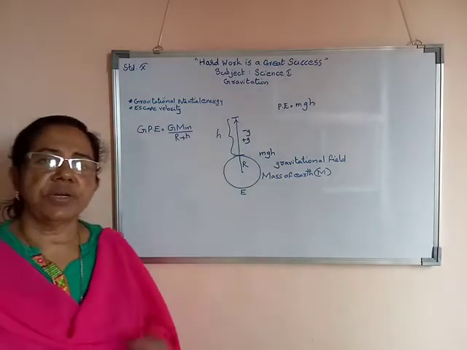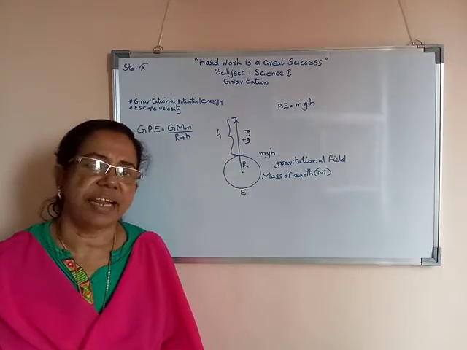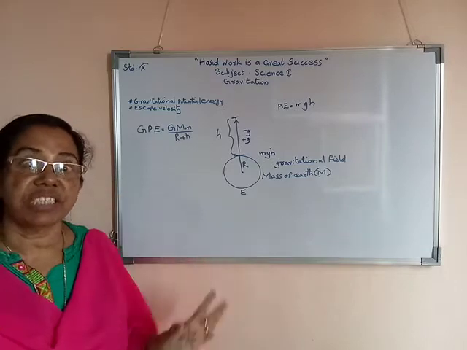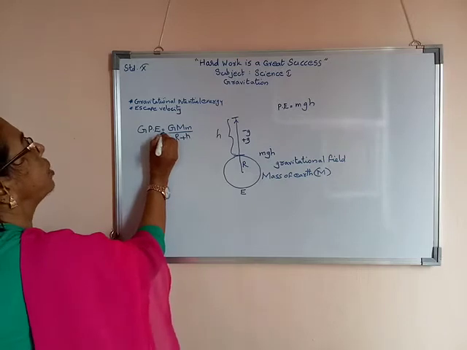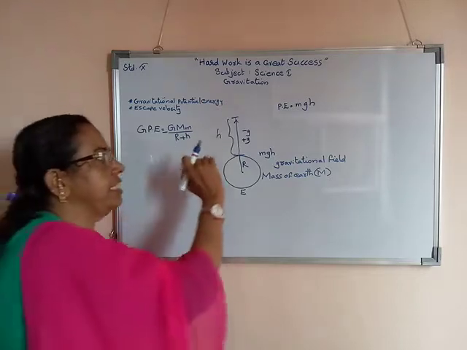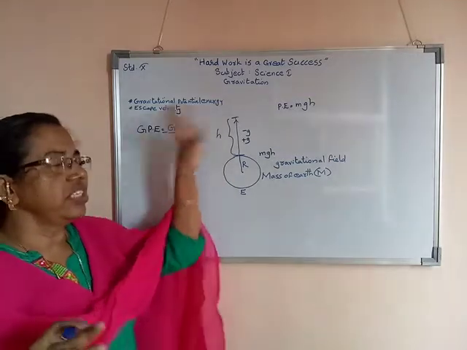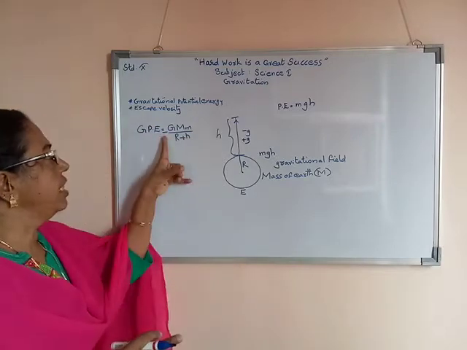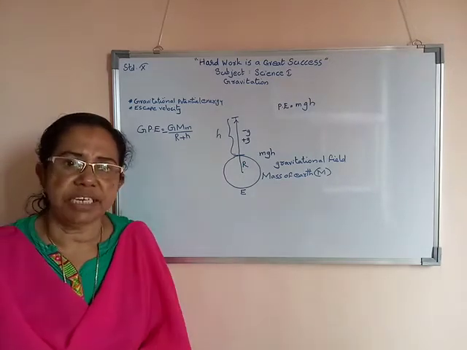Capital G is equal to how much? 6.67 into 10 raised to minus 11 Newton meter square per kilogram square. It is a constant, a fixed value. Now one more thing you have to keep in mind. Here a minus value is coming. That is only because the object is above the surface of the earth. Because of that, the force exerted on this object is negative. Why? It is against the gravitational force. Because of that, the formula has a minus sign. You might have studied this in 9th standard.